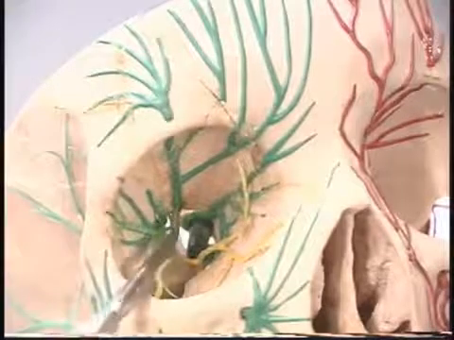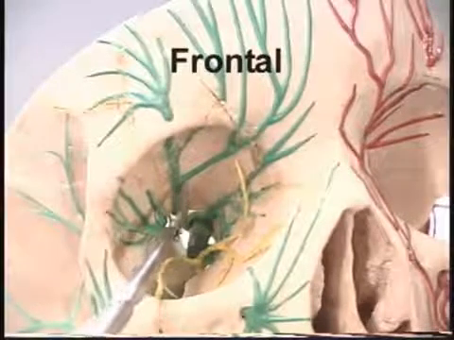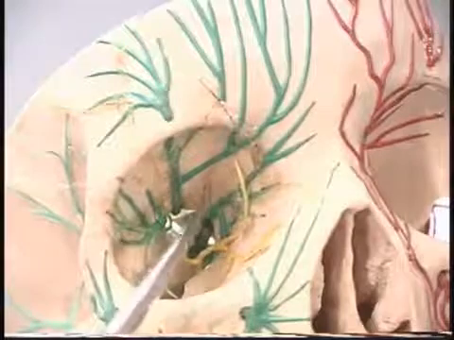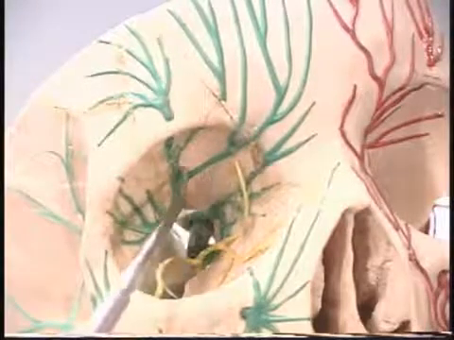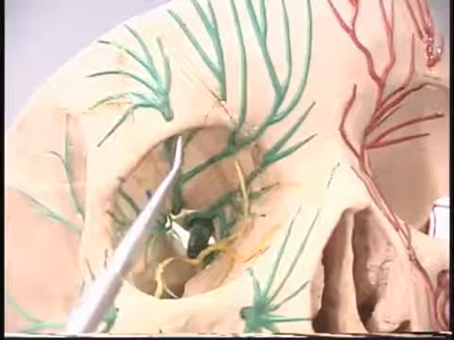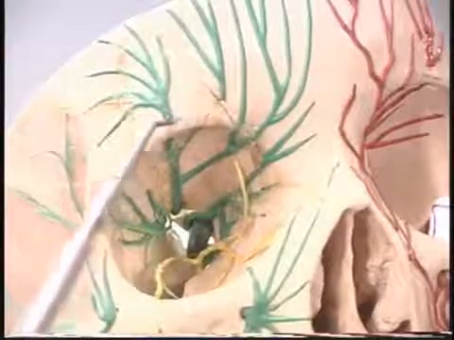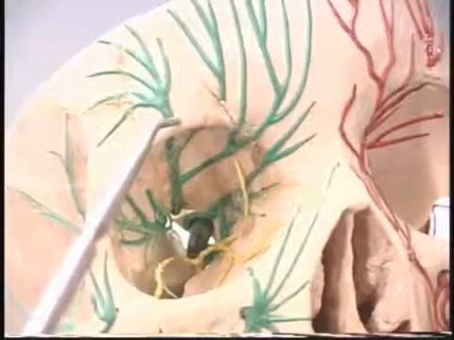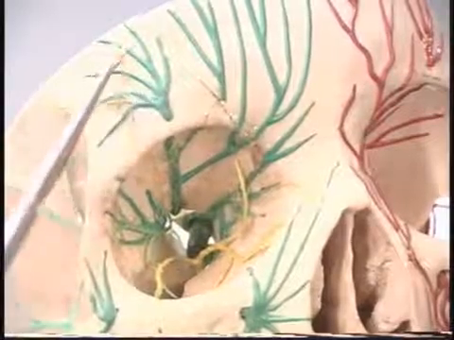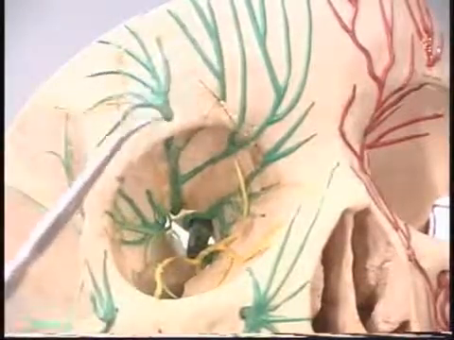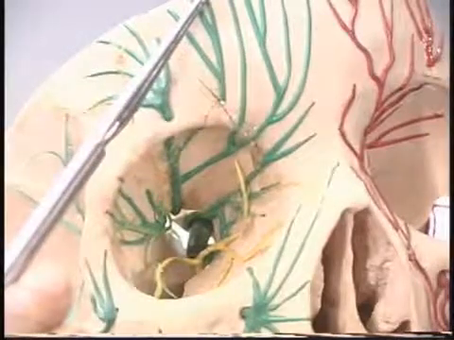The second branch runs on the roof of the orbit, and then it divides into two terminal divisions, the supratrochlear and supraorbital. Supraorbital leaves through a small opening on the superior border of the orbit, and that is known as the supraorbital foramen. These branches, the supratrochlear and supraorbital, supply the skin over the forehead and the anterior part of the scalp.